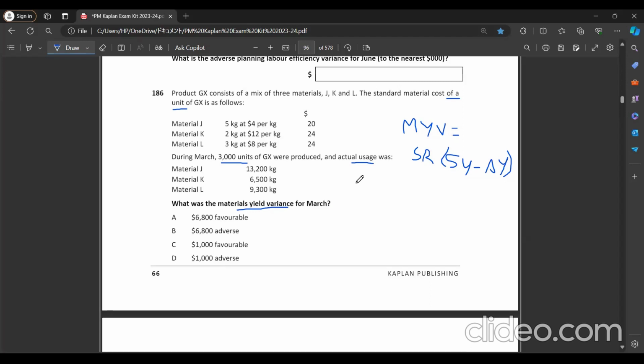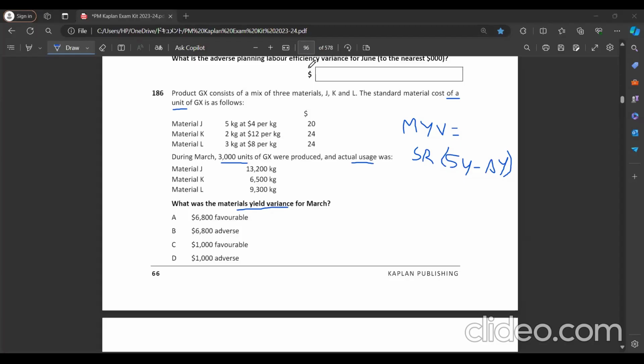Yield is basically output. Since we do not have the standard yield mentioned, and the standard details are given per unit, we proceed by calculating material yield variance based on how much material was actually consumed. Based on consumption also, material yield variance can be done. So let's go back to the Excel sheet and proceed from there.